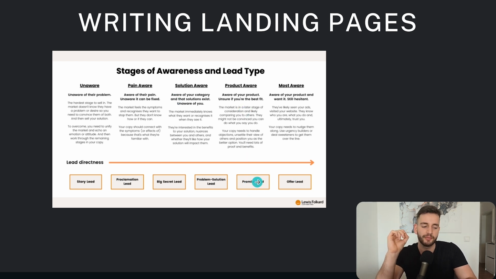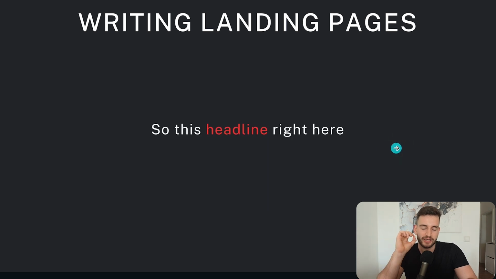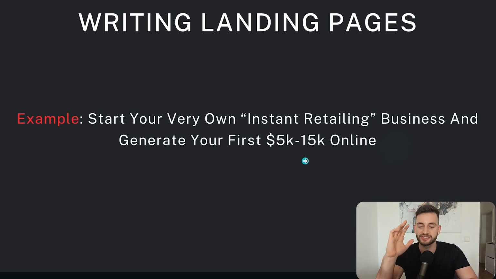This is where you promise 5K to 15K with copywriting in the next 90 days or something, and the offer lead is join the Copy Dominance free school, because people understand everything. They are pain aware, solution aware, product aware. Now you can pitch it to them. So these are all the stages, and the headline has to be chosen depending on the awareness level of the audience. So this headline right here, guys, I hope this all made sense.